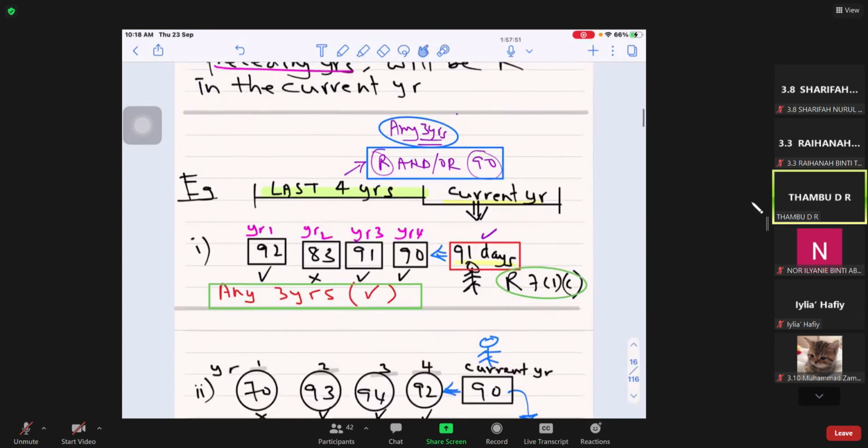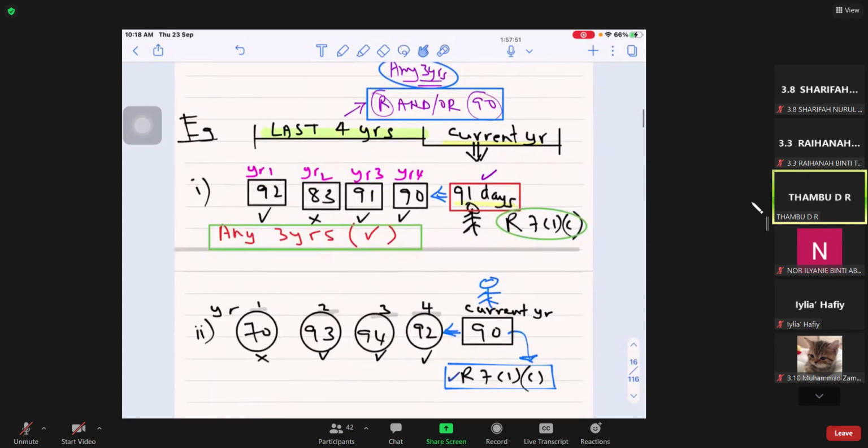Look at note number 2. Here, current year, 90 days or more. Out of the last 4 years, I need 3 years. Any 3. This is out because less than 90. Any 3 out of 4. Any 3 out of 4, current year 90, you will be a resident.